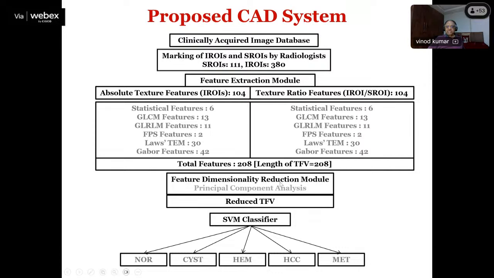Then for feature dimensionality reduction by principal component analysis, we tried to reduce the features. Those features which are not that much contributing, we rejected by using the principal component analysis tool. So we could get a reduced texture feature vector. So we use SVM. This is one PhD scholar's work. Normal, cyst, hemangioma, HCC, metastasis, same 5 classes.